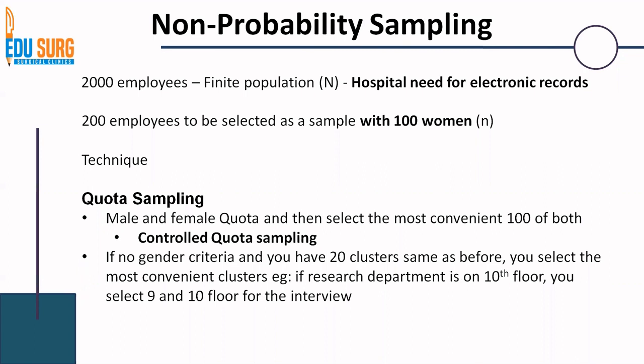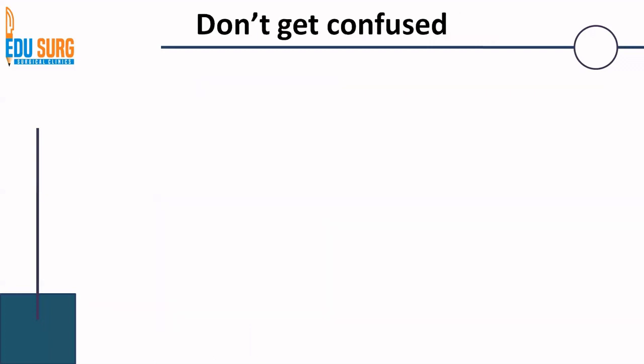Now, you have 20 clusters same as before. You select the most convenient clusters. If the research department is on 10th floor, you select the 9th and 10th floor, right? So that is convenience based quota sampling, also known as uncontrolled quota sampling. So when you have been given a specific quota, that male and female 100, that is known as controlled quota sampling. When there is no such quota, but you have clusters that are available, but still you use convenience sampling, that is known as uncontrolled quota sampling.